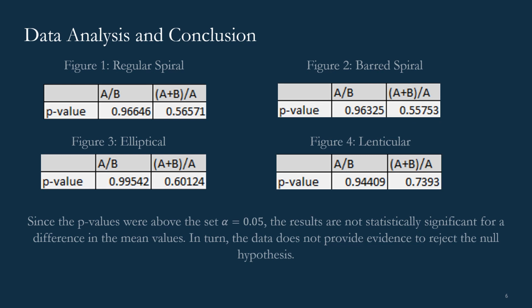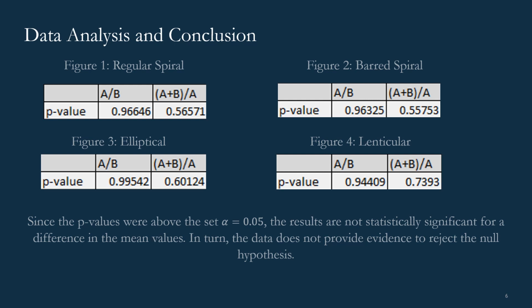To test if the galaxy proportions had a statistically significant difference from the golden ratio, a one-sample t-test for means with an alpha value of 0.05 was used. As shown, each of the p-values for both the A over B and A plus B over A galaxy proportions were above the set alpha level. Therefore, the difference between the golden ratio proportion and galaxy proportions were not statistically significant.